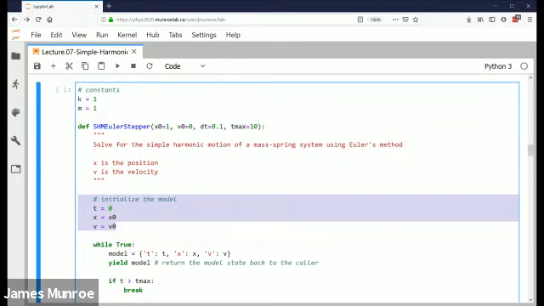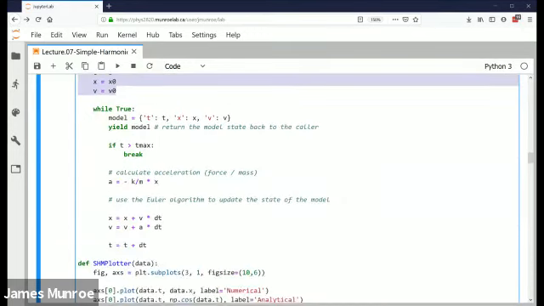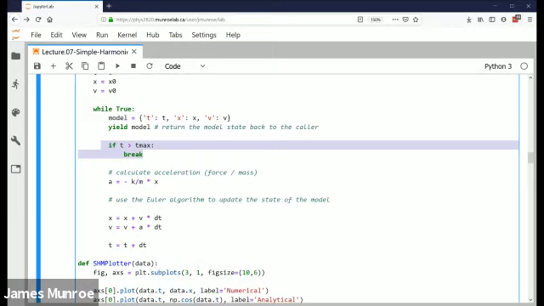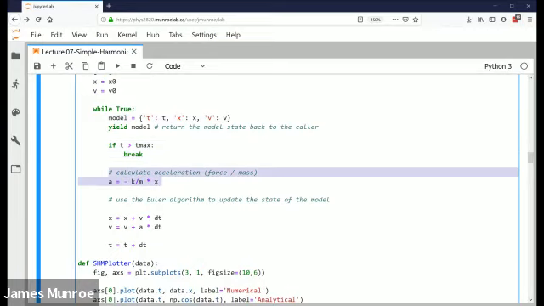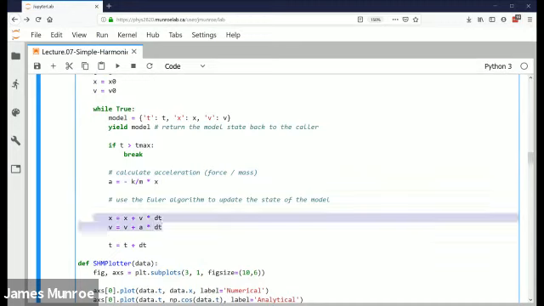The variables in the model are time, position, and velocity. And what we want to do is run this model so that at every time step, we can look at the state of the model. And as long as the program isn't over, we can calculate the acceleration. This is, of course, the force. Acceleration is force divided by mass, minus kx divided by m. And then we can use the Euler method to figure out what it's going to be. And what we've been seeing is x is equal to x plus v times delta t, and v is equal to v plus a times delta t.